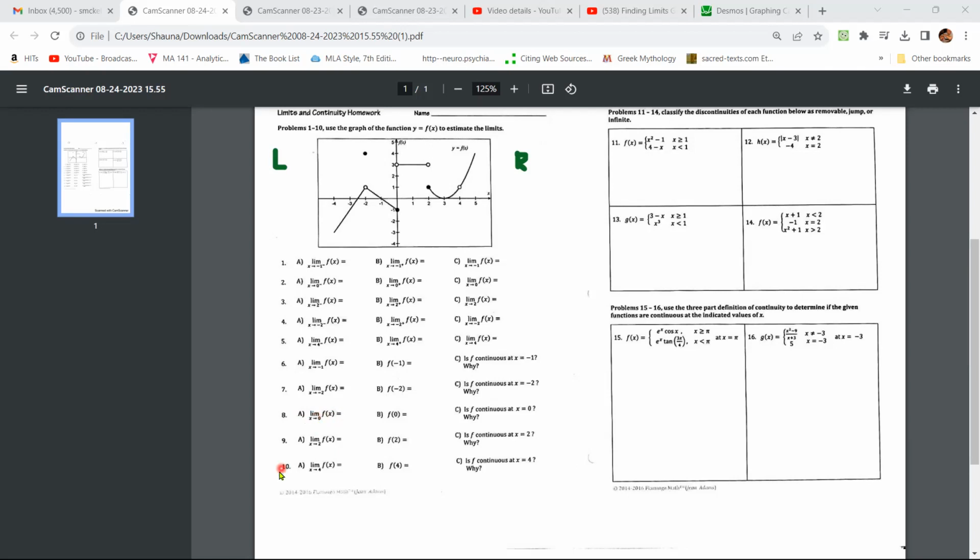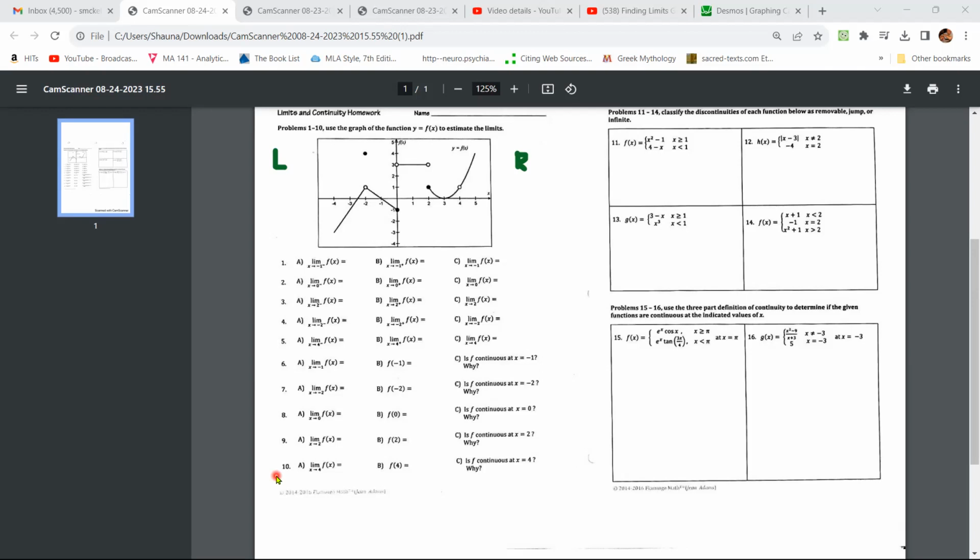How about number, what are we on? Number 9. What are we doing with number 9 here? Limit f of x as x approaches 2. We haven't done this one before. Nope.